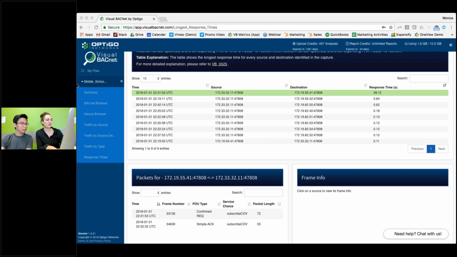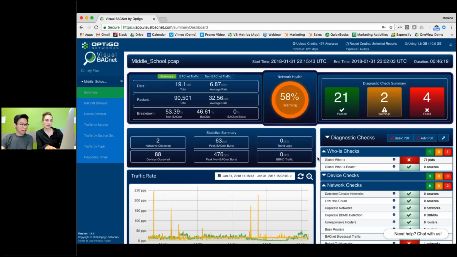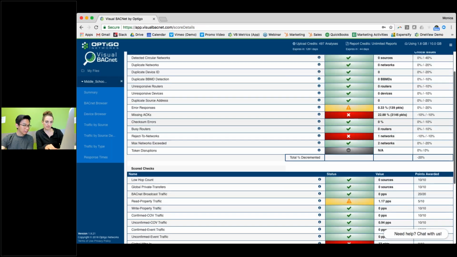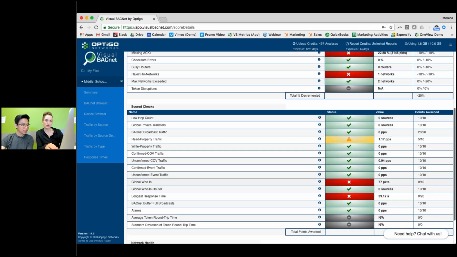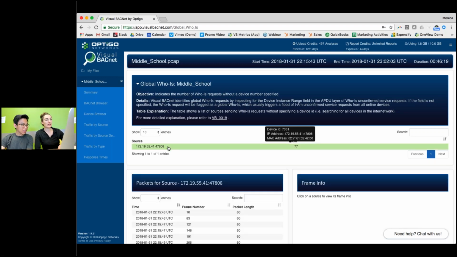So it's almost a minute. The rest look good. Yeah, so it's just that one. So I think most of the problems are being caused by that one device. Global Whois. So 77 Global Whois in 46 minutes. That's more than one a minute. So likely this source is the server. This problem one is the server, which makes things all a lot harder, I would guess.